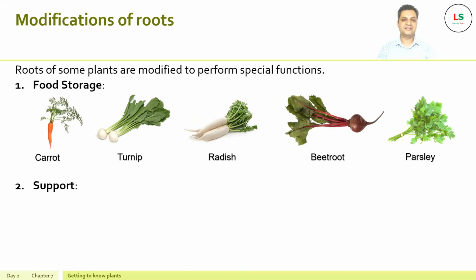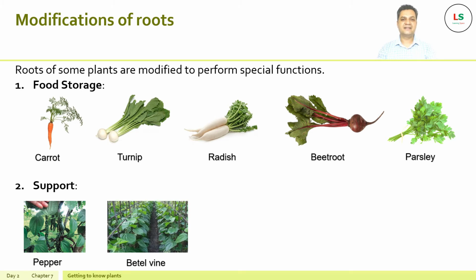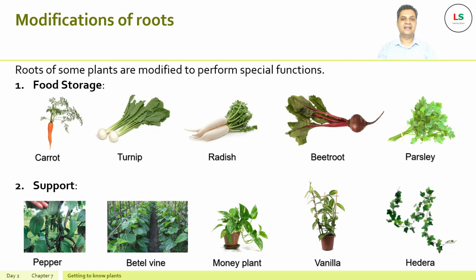The second one is support. The climbing roots of some weak stemmed plants help them climb onto a support. Example, pepper, betel vine, money plant, vanilla and hedera. Vertical support is also provided by the roots when they are modified as prop roots and stilt roots.